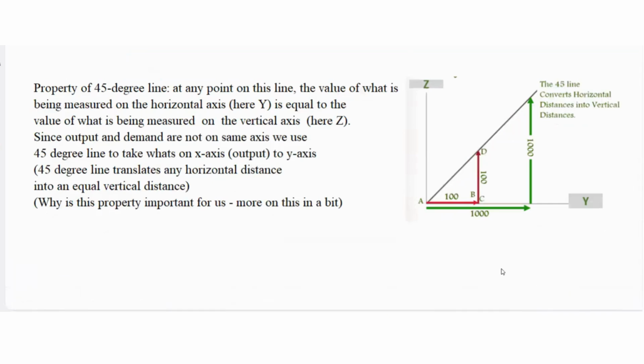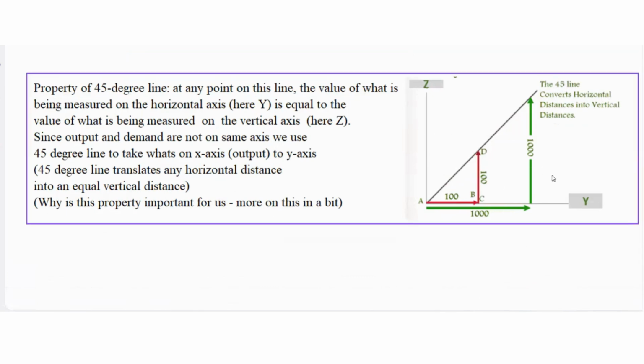The reason I want to use the 45-degree line in this model is that Z and Y are not on the same axis. Z is on the vertical axis and Y is on the horizontal axis. So we use the 45-degree line to take what's on the x-axis, which is output here, to the y-axis. The 45-degree line essentially allows us to translate any horizontal distance into an equal vertical distance, because on this line, at any point, the value measured on the horizontal axis is equal to the value measured on the vertical axis.